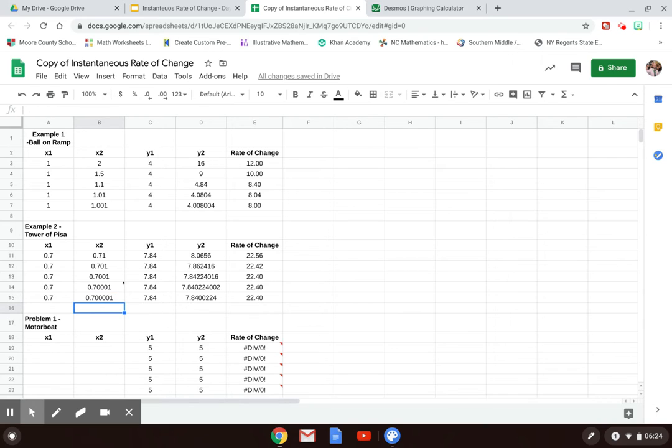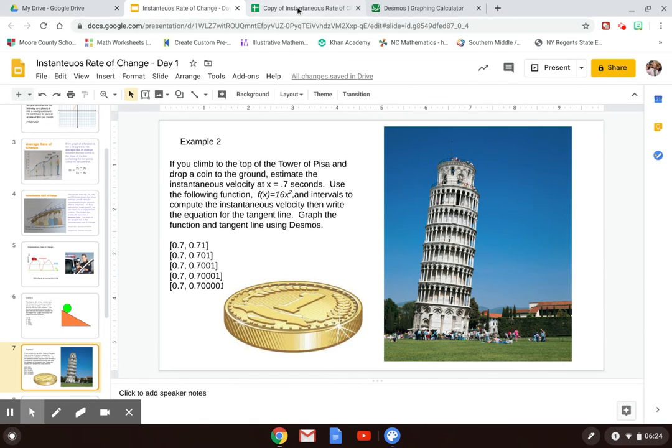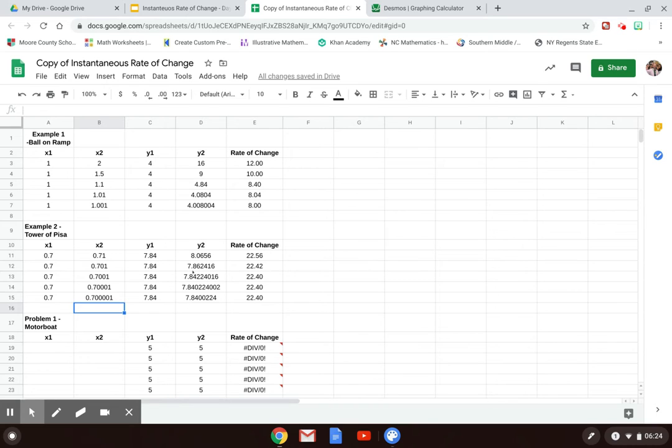Okay, so as you plug your values in for x1 and x2, or basically place these intervals into the calculator, what you notice here is it gave you the y2. It basically ran the function for you, the 16x squared. As you see here, your rate of change starts to settle down. And what point are we settling on? 22.4. So that means my slope for this particular tangent line is going to be 22.4 at 0.7 seconds, because this is the point that we've gotten closer to and settled down at.